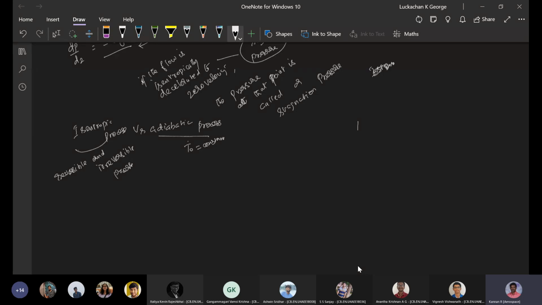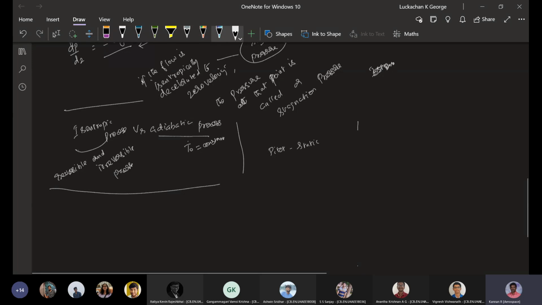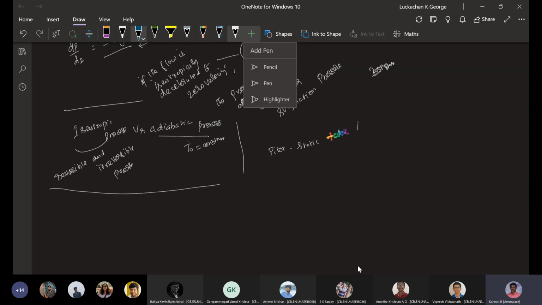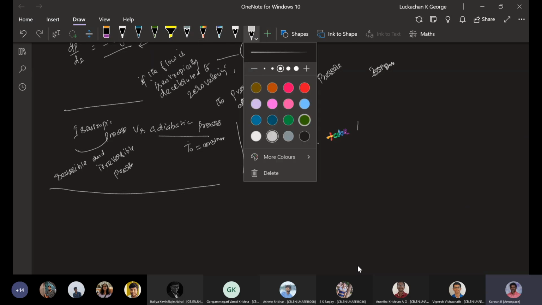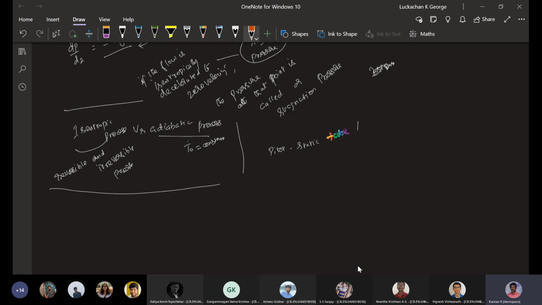Okay, now we have seen all those things. These basics we need to know. The first main thing we need to do is the Pitot static tube. So how are the Pitot static tubes going to be?